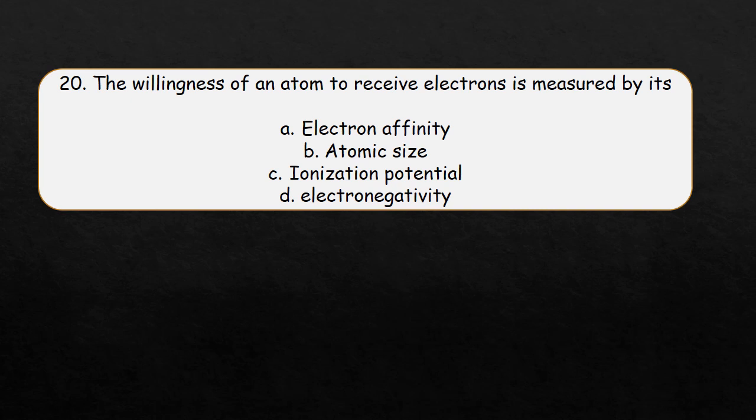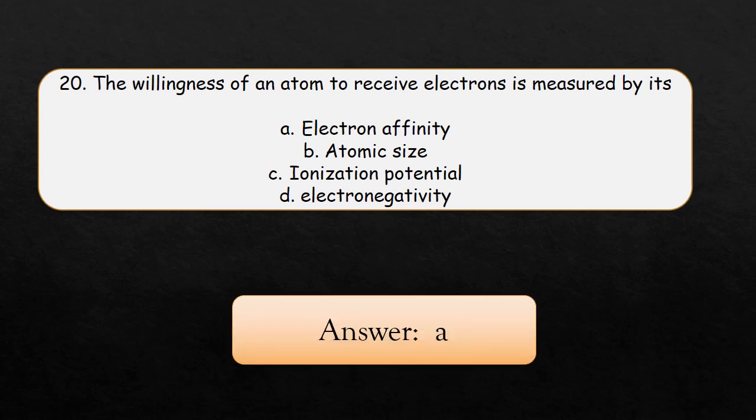Number 20. The willingness of an atom to receive electrons is measured by its A. Electron affinity, letter B. Atomic size, letter C. Ionization potential, or letter D. Electronegativity? Now the answer is letter A, electron affinity.